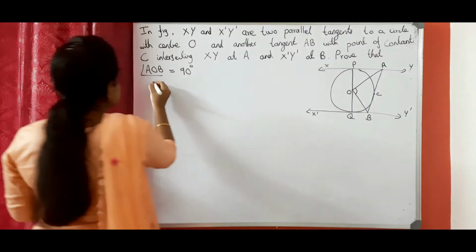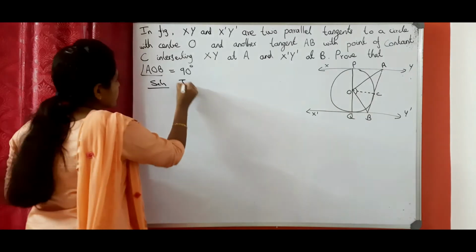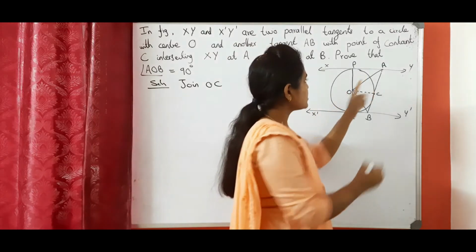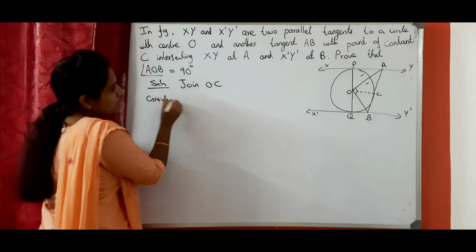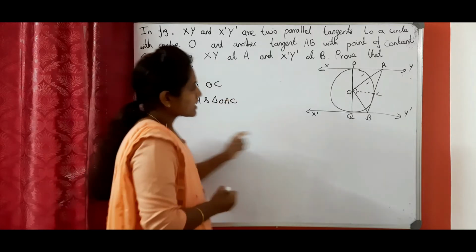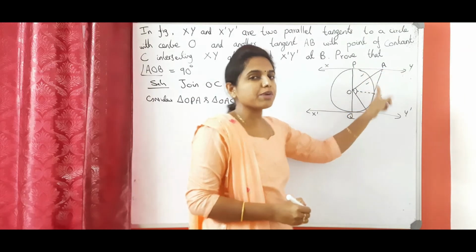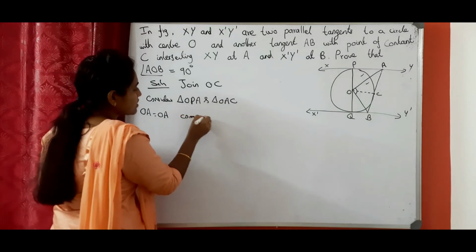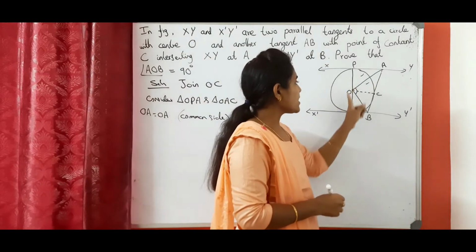For that, first join OC. Next, we have to consider these two triangles. So consider triangle OPA and triangle OCA. Consider these two triangles. Here OA is the common side of both the triangles, right? So OA equal to OA, common side of both the triangles, and also we know that OP equal to OC.